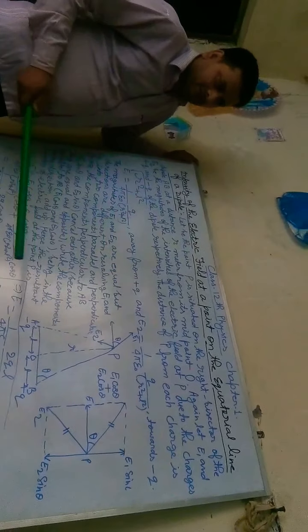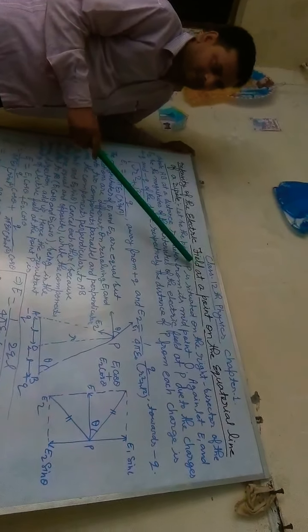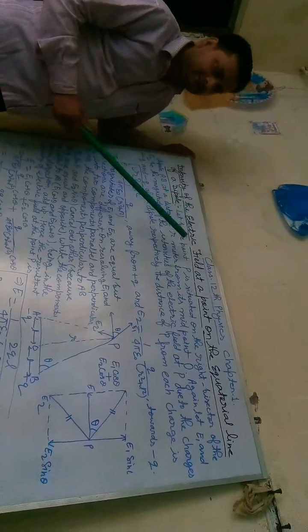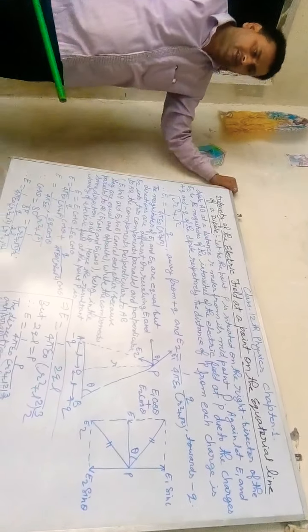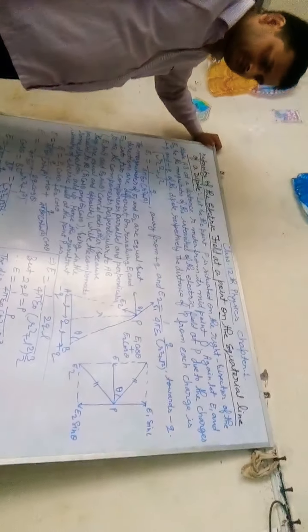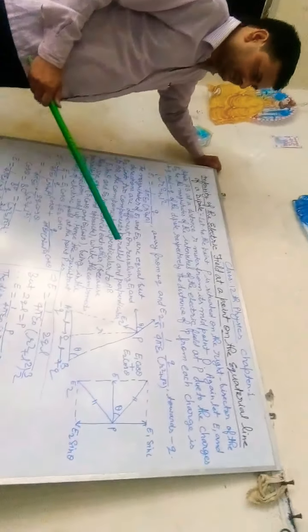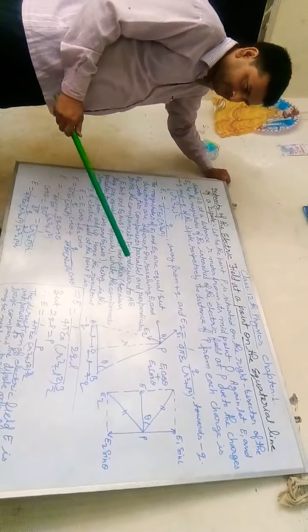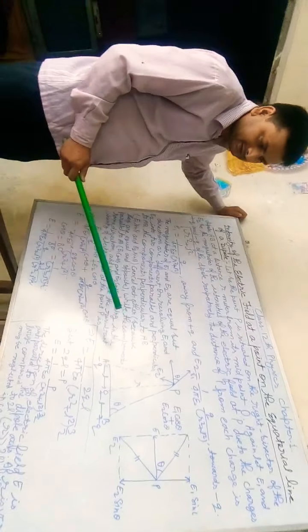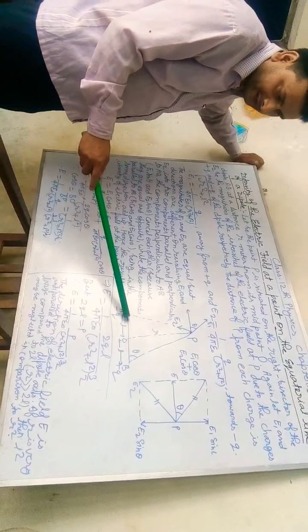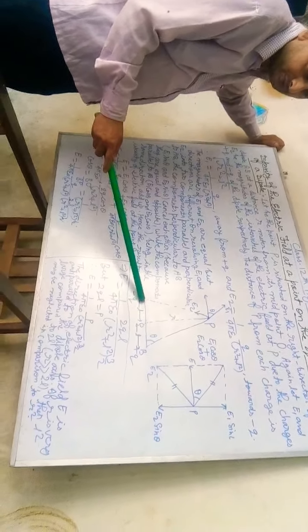12th. Now in first chapter, our second last topic, intensity of the electric field at a point on the equatorial line of a dipole. In this topic, we will learn to find out the intensity of the electric field of a dipole on the equatorial line.